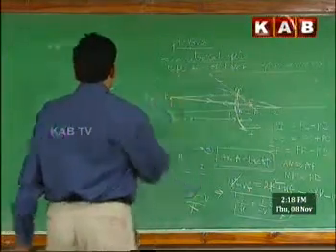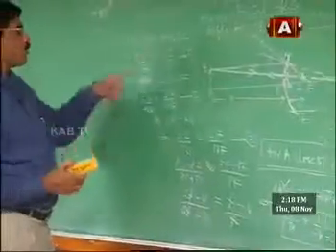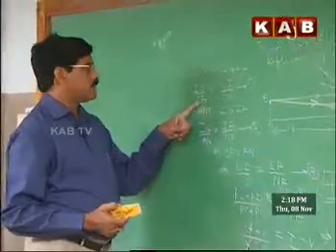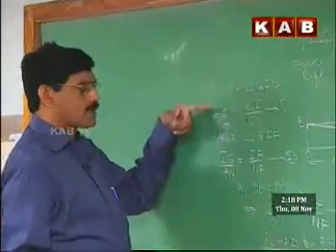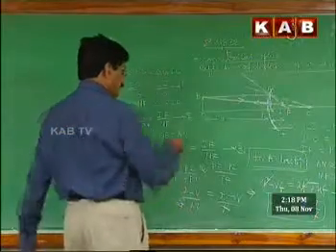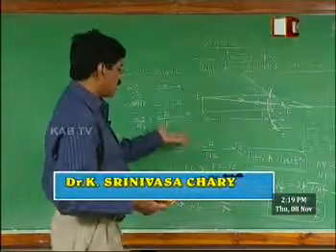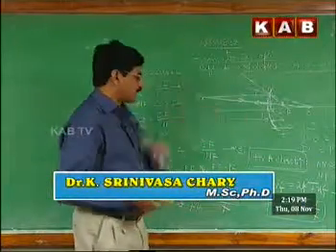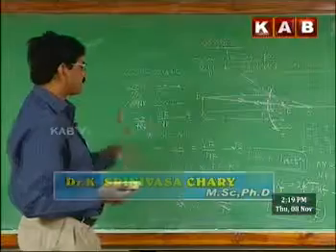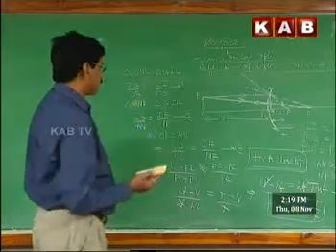Now in this case, IG by OB, where IG is the image height and OB is the object height, is what we call magnification. Substituting the values of F and U, we will get the magnification in this case. That magnification is what we call transverse magnification.